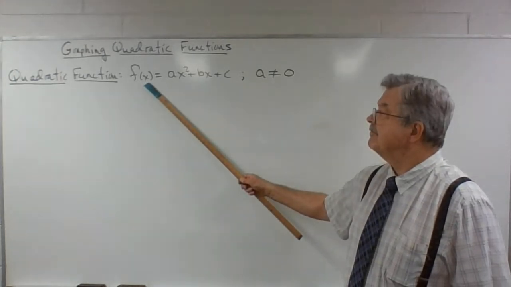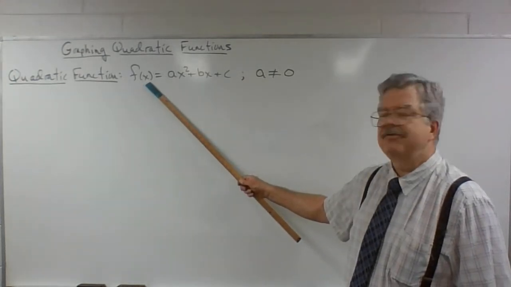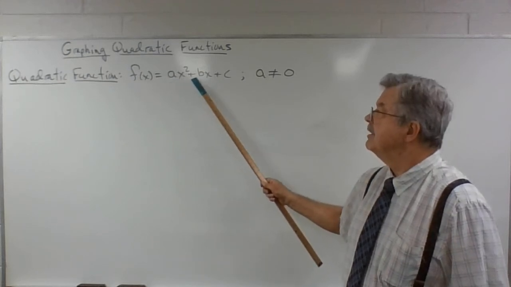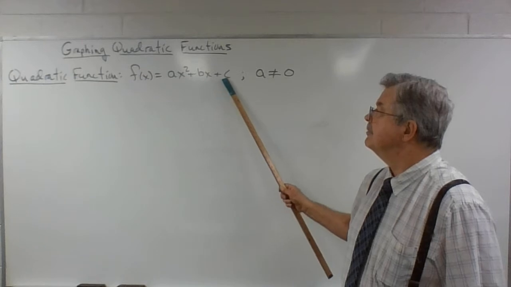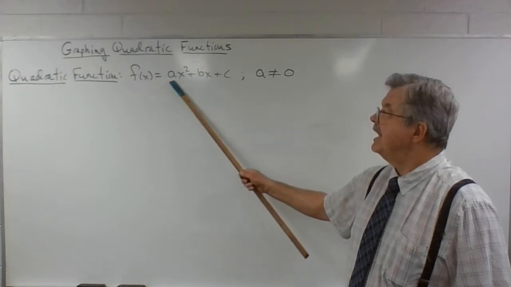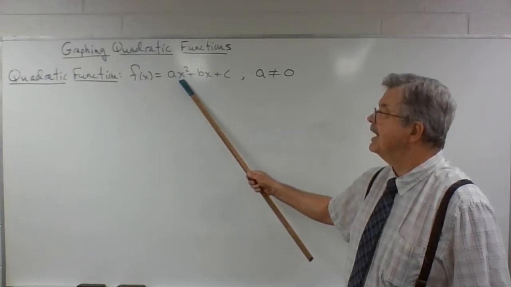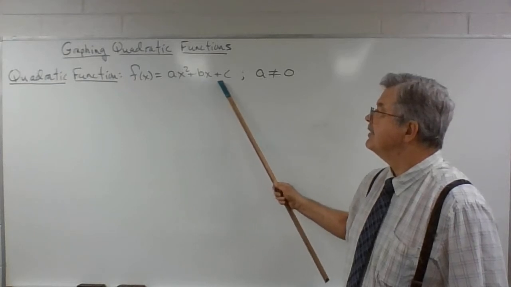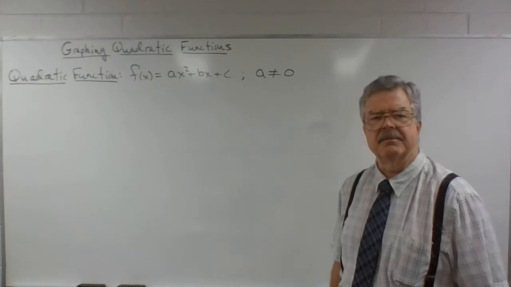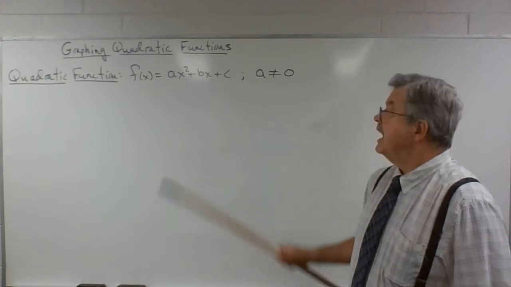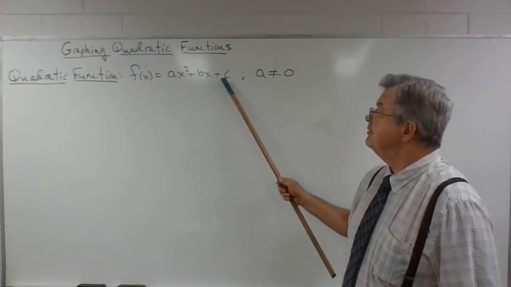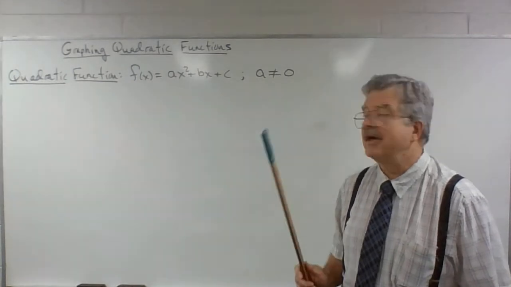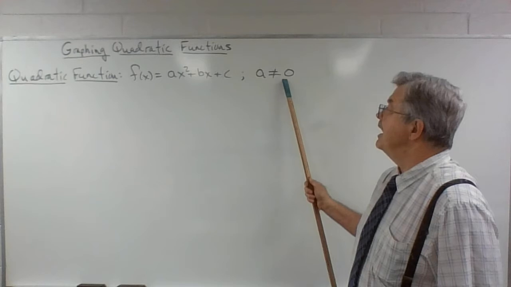A quadratic function can be put in this form: f of x equals ax squared plus bx plus c. a is the coefficient of the x squared term, b is the coefficient of x, and c is the constant term. And a, b, and c can be any real numbers except for this one thing. a cannot equal 0.